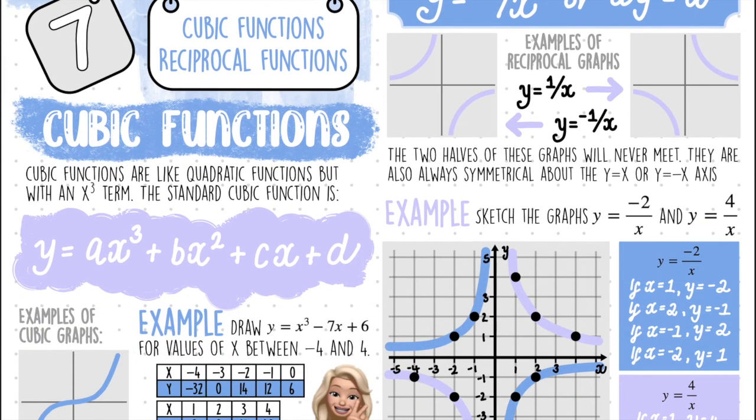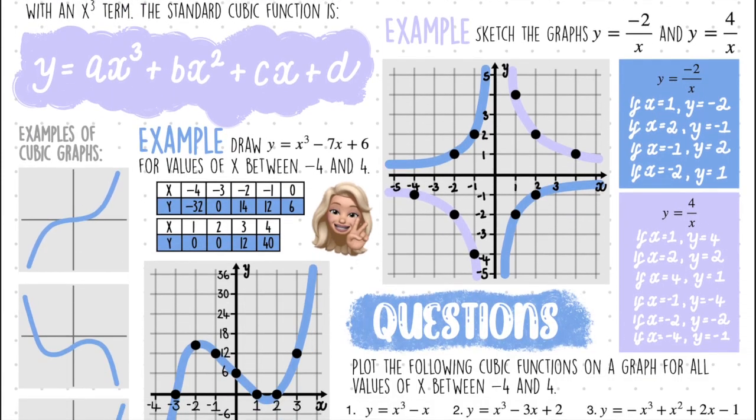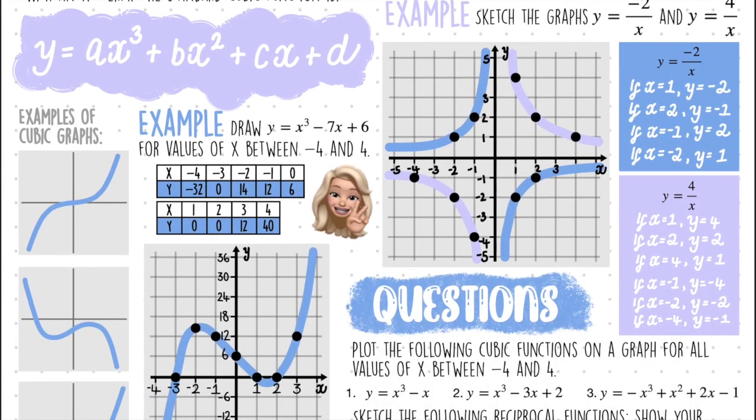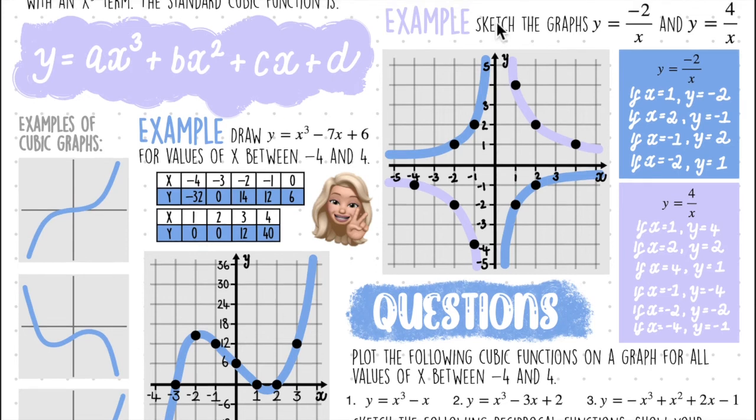Okay, let's look at an example. If you're asked to sketch a reciprocal function, you usually just find a few key coordinates that the function passes through, and then use your knowledge of what these graphs look like to fill in the rest. It's super easy, like you could get some really quick marks in an exam for a question like this. So here we have sketch the graphs y is equal to minus 2 over x and y is equal to 4 over x. Like I said, just find a few key coordinates that your graph will pass through.